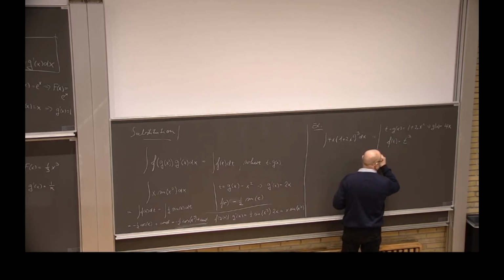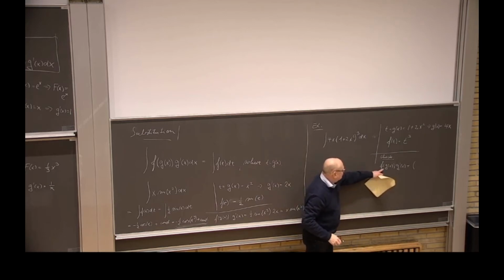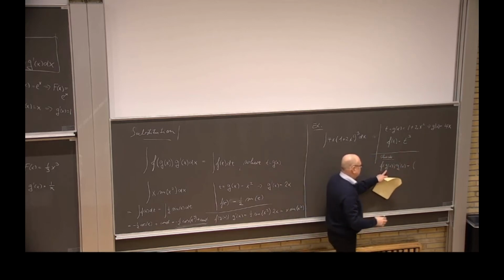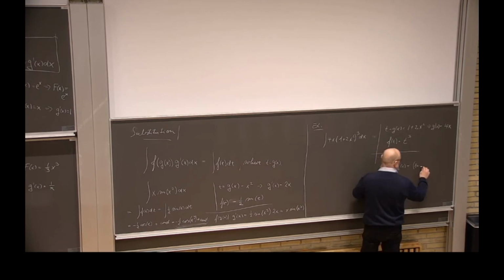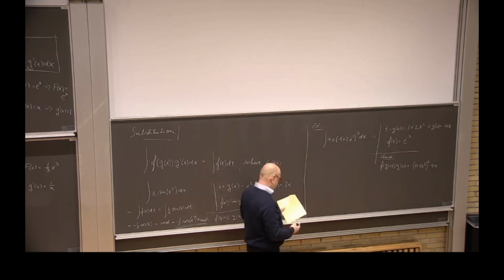So let's check. It's always a good thing to check things out. We compute f of g of x times g prime of x. We put in, instead of t here, 1 plus 2x squared cubed, and then you should multiply by 4x. So it works. It is in fact this integrand here.